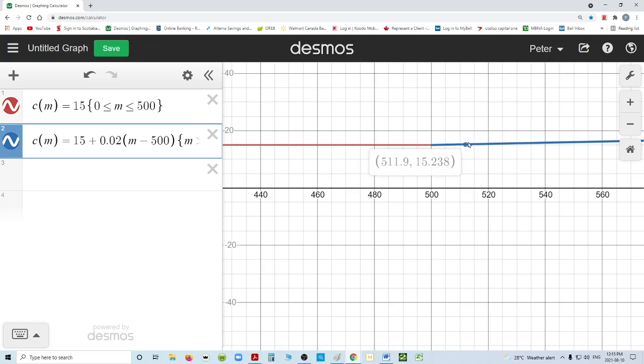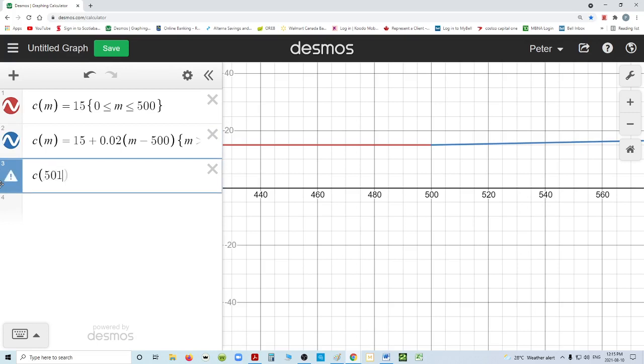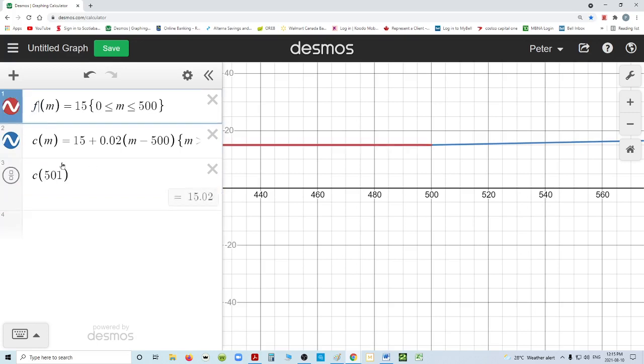You see the y value is going up? It's going up 2 cents. So if you want to see a charge, you can do like C of 501, and that should be 2 cents on top of the 15. Oh, it doesn't know which one to do. So let's go back and just use that as f of n. So sure enough, if I do C of 501, it's going to recognize this function and tell me I'm paying $15 plus 2 cents for that extra minute.